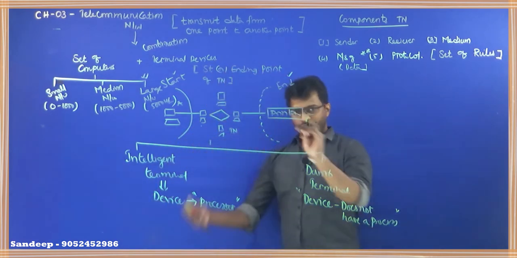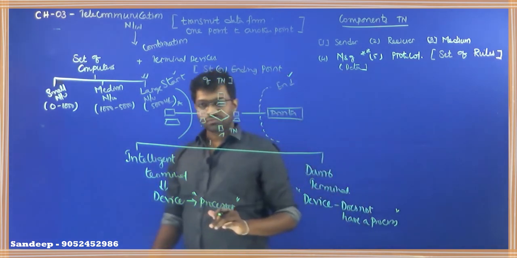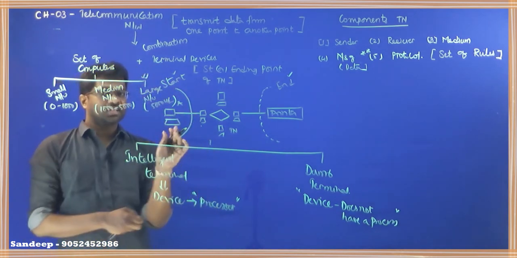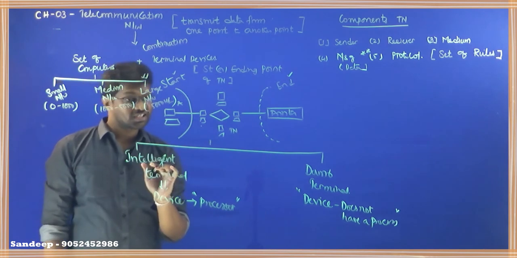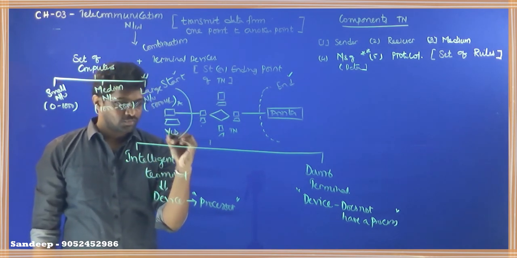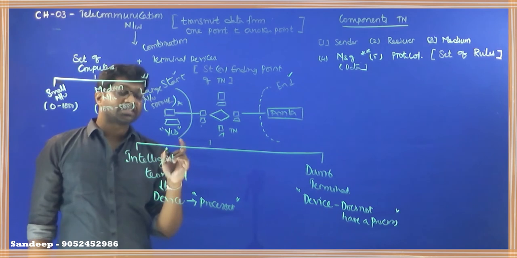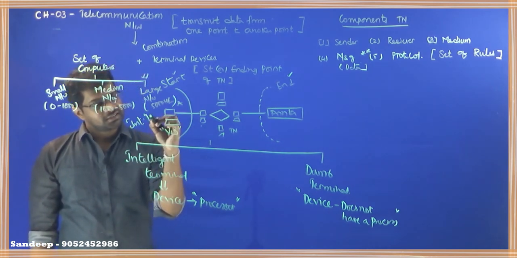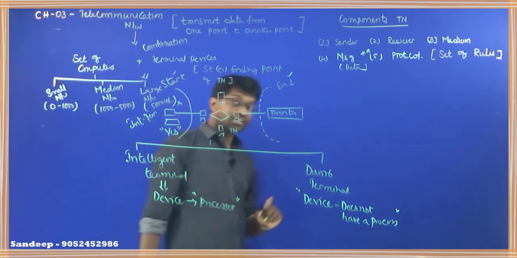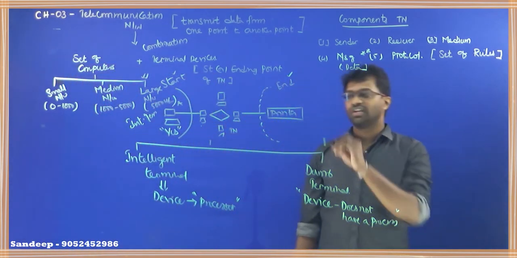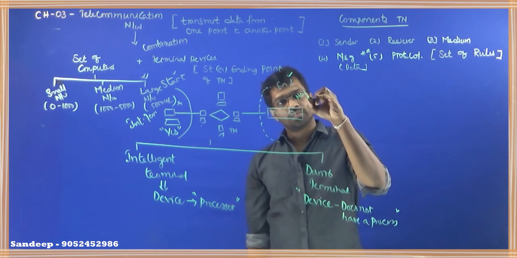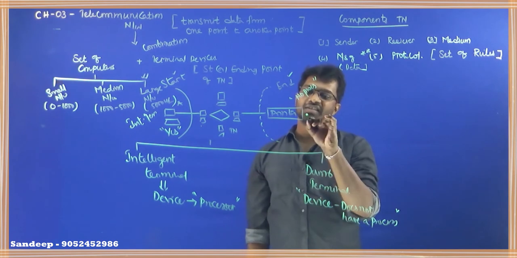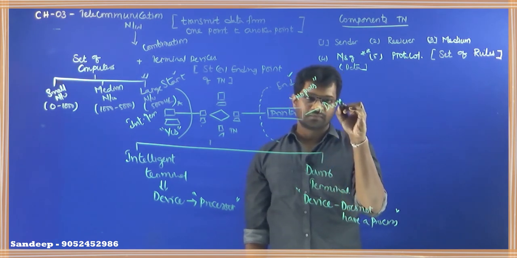If you take the same network, point A is nothing but a desktop. Does it consist of a processor? Yes, it consists of a processor. Now which type of terminal is it? It is an intelligent terminal. If you take a printer, does a printer consist of a processor? No, it does not consist of a processor. So which category of terminal is it? It is a dumb terminal.